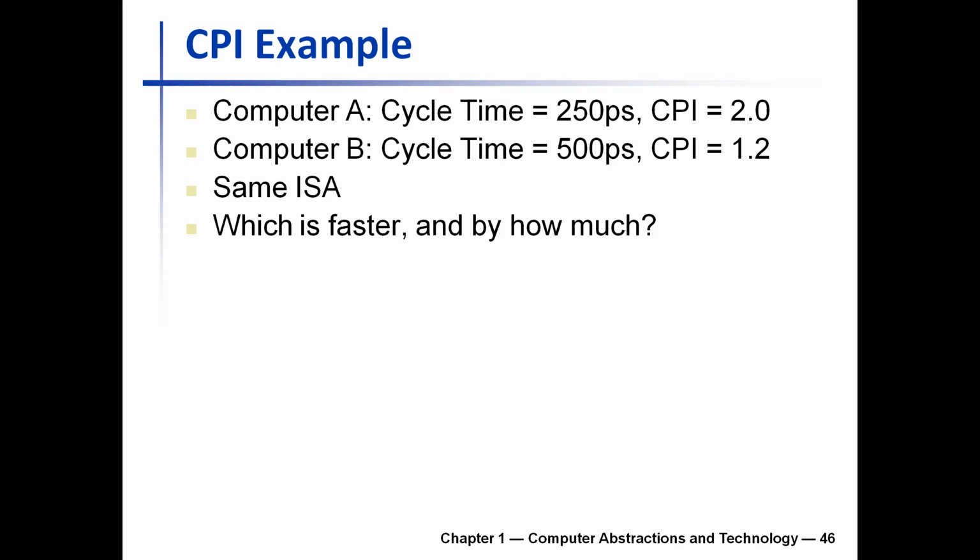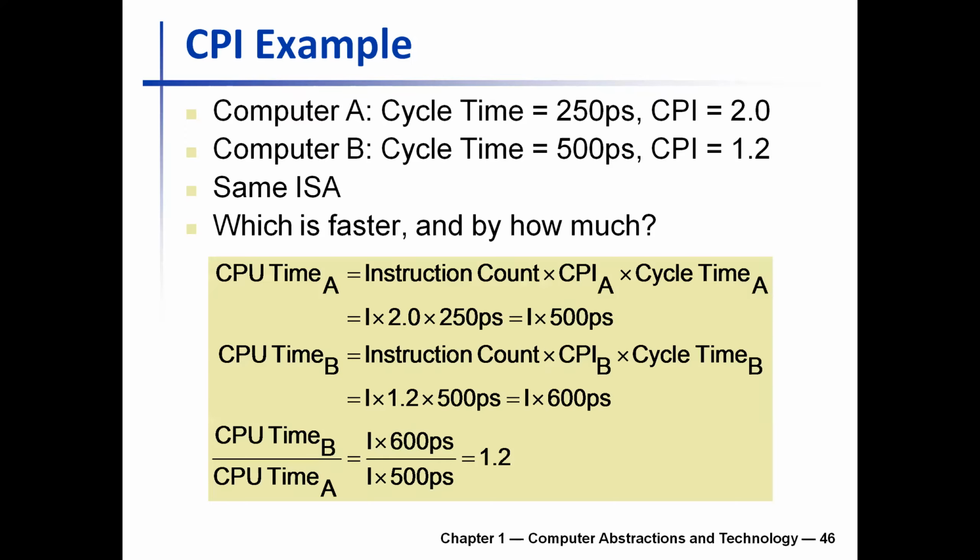Can anyone answer? Rhythm says B is faster by 0.8%. Chatura says B is faster 1.2 times than A. Let's have a look at it.